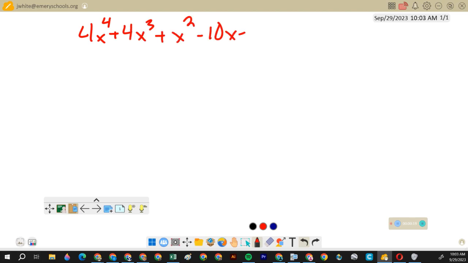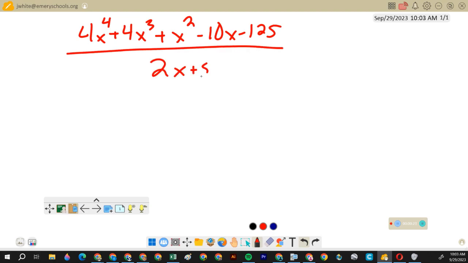This polynomial division worksheet is just like the ALEKS assignment you did yesterday, only more complicated. So look at number 1. We want to divide 4x to the 4th plus 4x to the 3rd plus x squared minus 10x minus 125 by 2x plus 5. Okay, so you can work this with me.